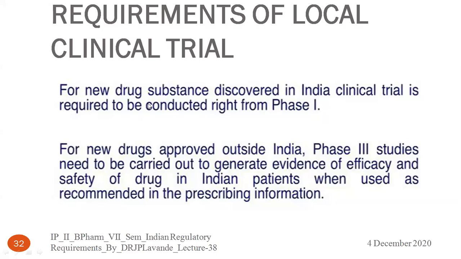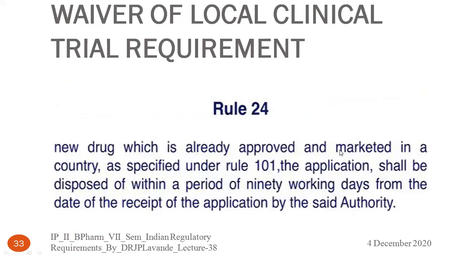Note the difference. If the drug substance is discovered in India, then right from phase 1, the data needs to be supplied. And if the drug is approved outside of India, but we have to apply for the clinical trial, then we need to provide the data associated with the phase 3 studies, right? So this is the basic difference. Okay, fine. Let's move to the next.